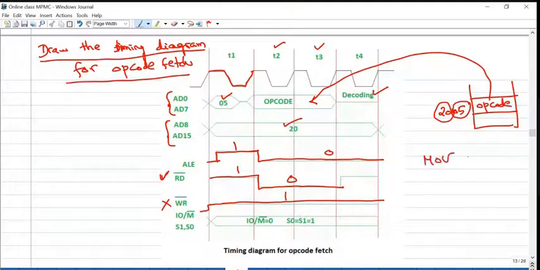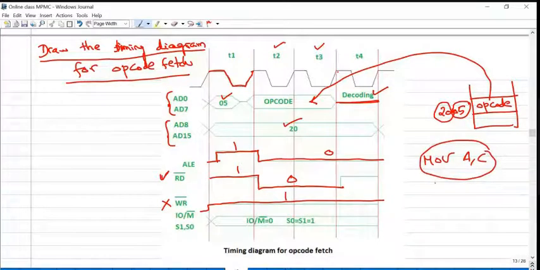Say for example, MOV A, C. We have one opcode. So at the end of the T3 clock pulse, the opcode is read by the microprocessor and placed on the instruction decoder. Then during the T4 clock pulse, the microprocessor decodes this operation, and the processor will understand what kind of instruction it is. For MOV A, C, this kind of single byte instruction, we need only the opcode fetch machine cycle.